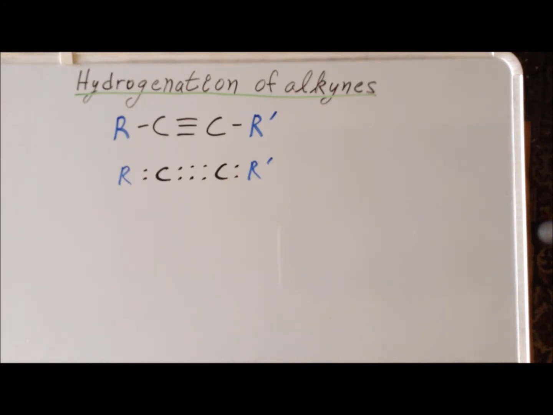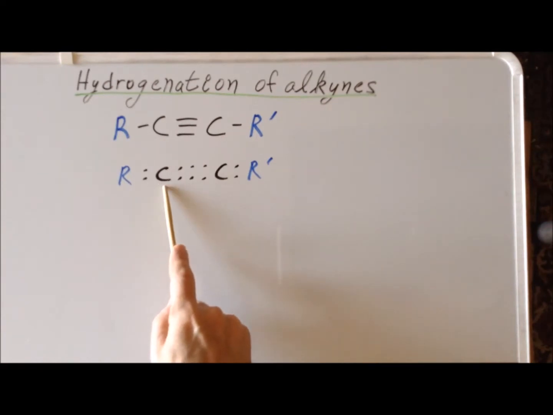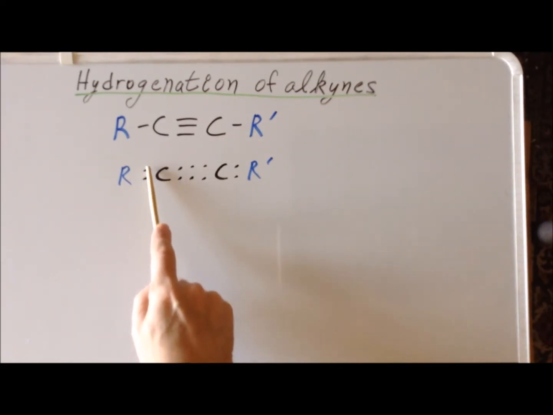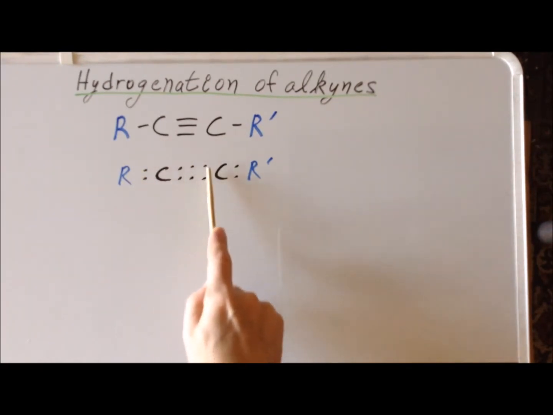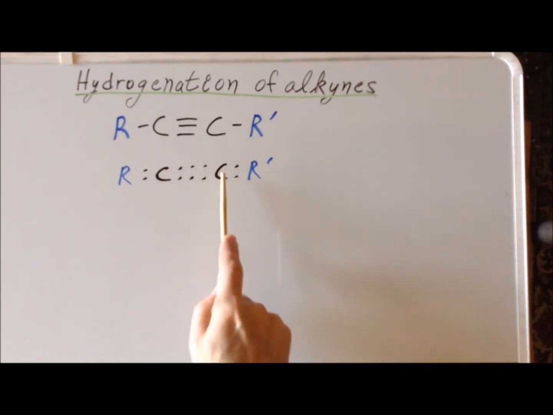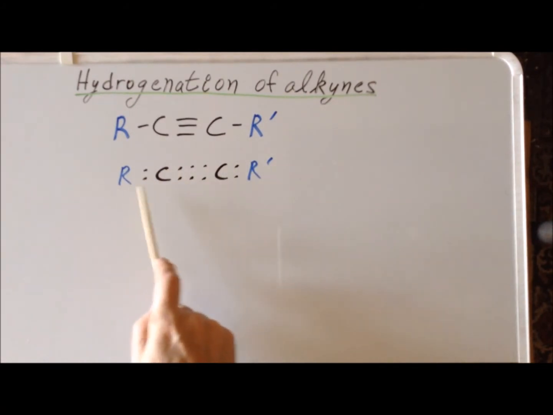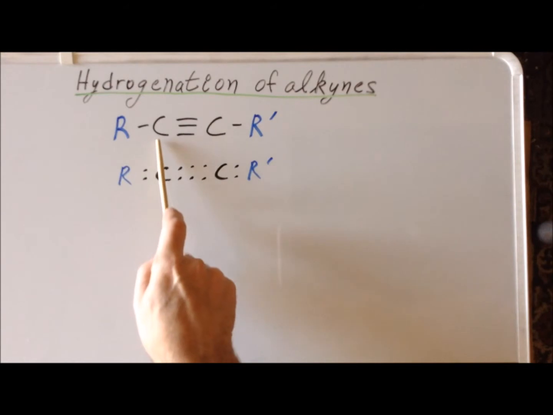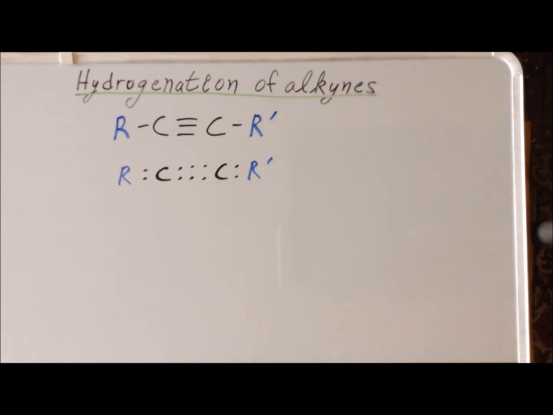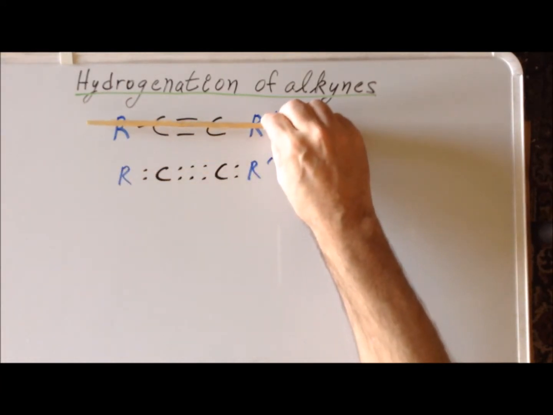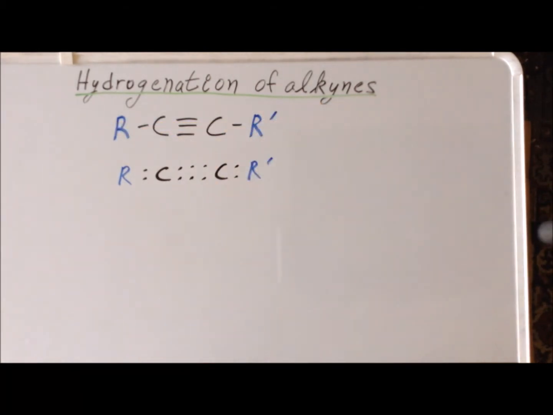From VSEPR theory, since around this particular carbon atom we have 2 electron domains, and similarly for this carbon, about the carbon-carbon triple bond we have a 180-degree bond angle, which is the same as saying that this particular region of the molecule will be perfectly linear.